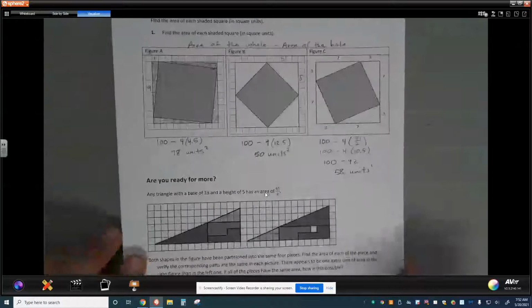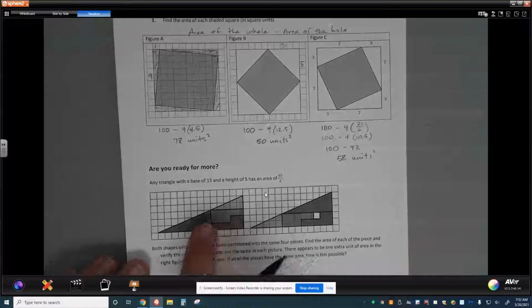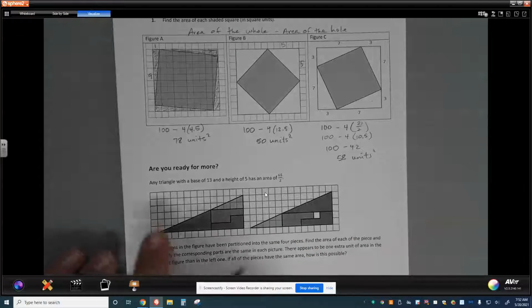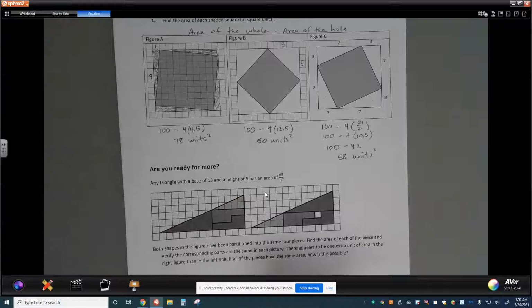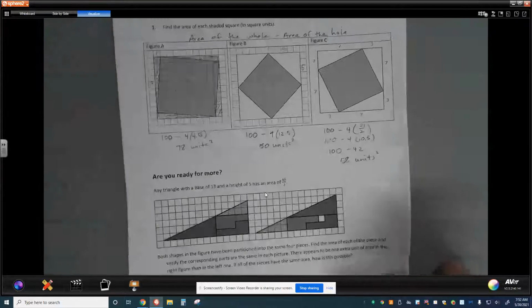giving us a total area of 58 square units. All right, if you're ready for more, go ahead and give this one a try that has multiple different areas, multiple regions. Any triangle with a base of 13 and a height of 5 has an area of 65 halves. So go ahead and take a look at these pieces and give this one a shot.